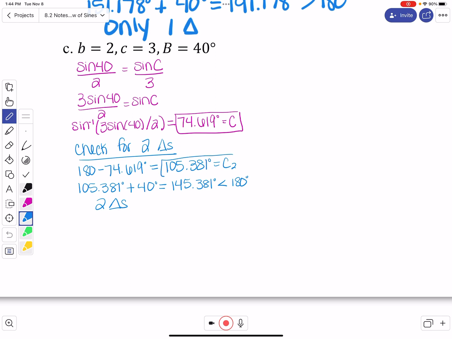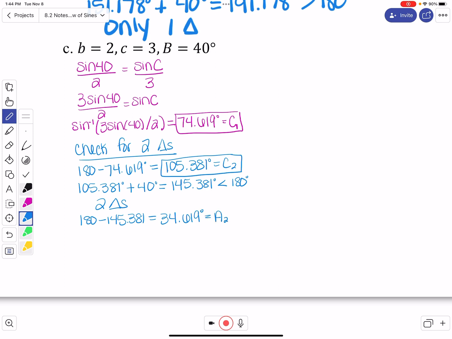So I can go ahead and box this as C2, and I'm going to go back up here and put a little 1 right there because I got two triangles. Now, since I'm already on C2, I'm going to go ahead and finish out my second triangle. Now, this 105 plus 40 is 145 here. Those were those two angles added up together. So if I just do 180 minus this 145.381, that gives me 34.619. That is my third angle.